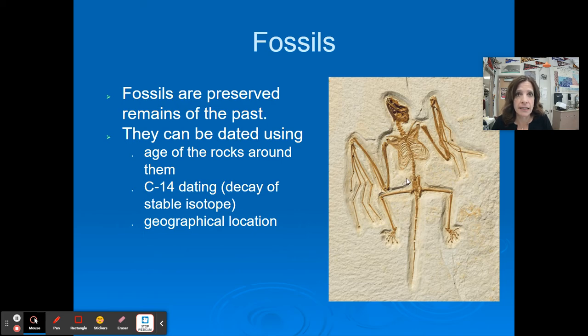So carbon-14 dating is something you might have heard of, and that's where they look at the decay of carbon. Carbon-12 is the normal atom, and carbon-14 is an isotope, so it has 2 extra neutrons, and it decays at a known rate, so they can look at the ratio of those carbon-14 atoms. And also the geographical location. So for example, if it's lower, it's deeper, it's older than if it's more towards the surface.